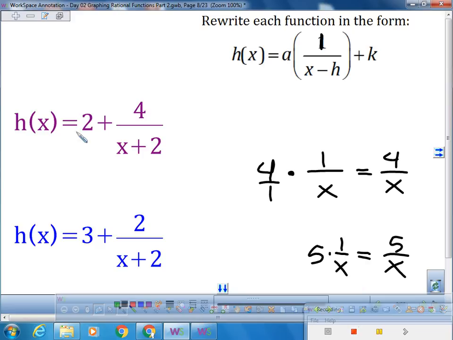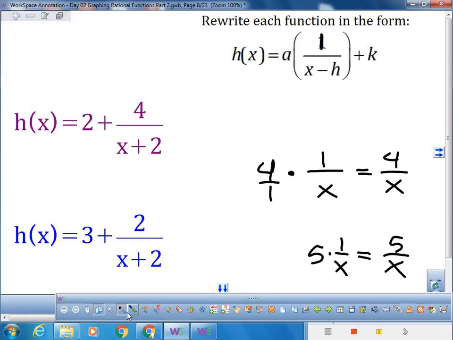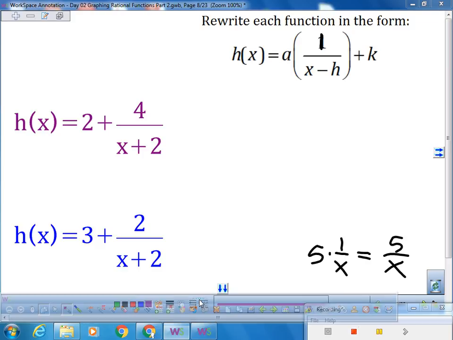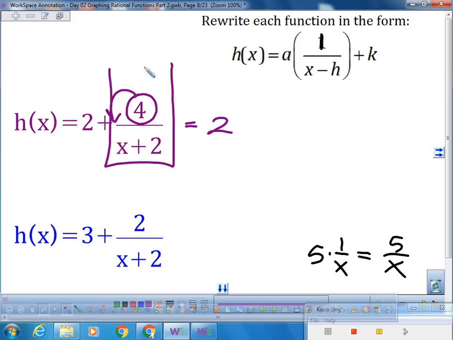Well, what about if it has a number? Well, let's just wait and see. All right, so I'm going to do this process right here with this one here. Let me change it to purple. All right. So this 4 right here, I'm going to pull it out in front of my ratio. So I'm going to have a 2, because that's what's out here, plus, this is my ratio, right? That's my ratio. So I have a 2 plus my ratio.